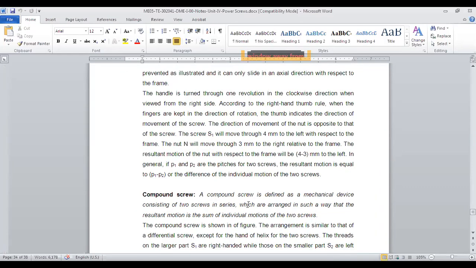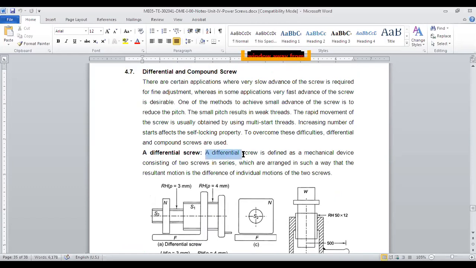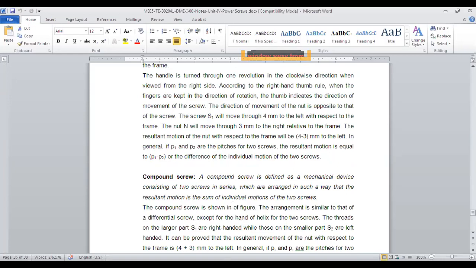Now with the compound screw, and this is what the differential screw. Again, I will repeat the definition. A differential screw is defined as a mechanical device having two screws in series, which are arranged in such a way that the resultant motion is the difference between the two screws. So the resultant motion is 1 minus 2. A compound screw is defined as a mechanical device consisting of two screws in series, which are arranged in such a way that the resultant motion is the sum of the individual motions.